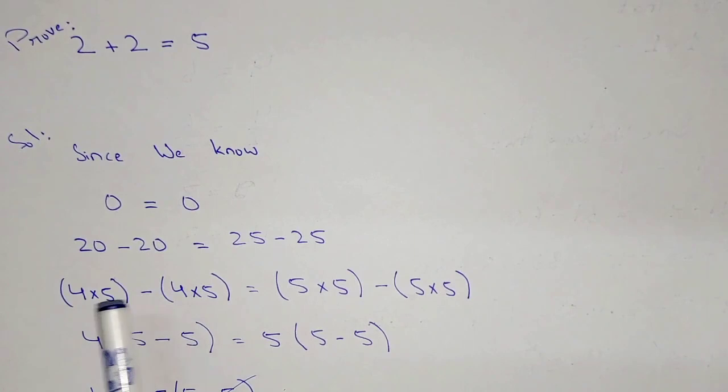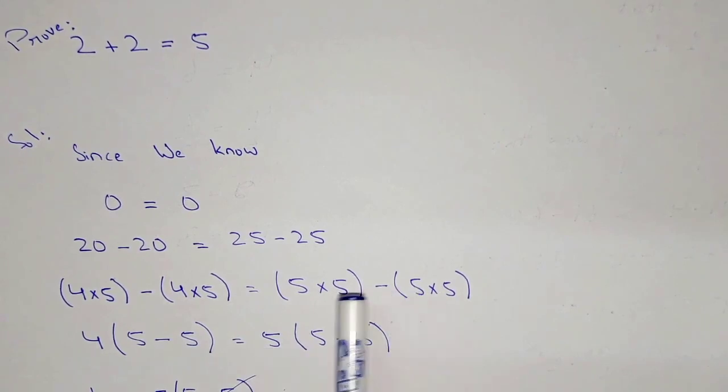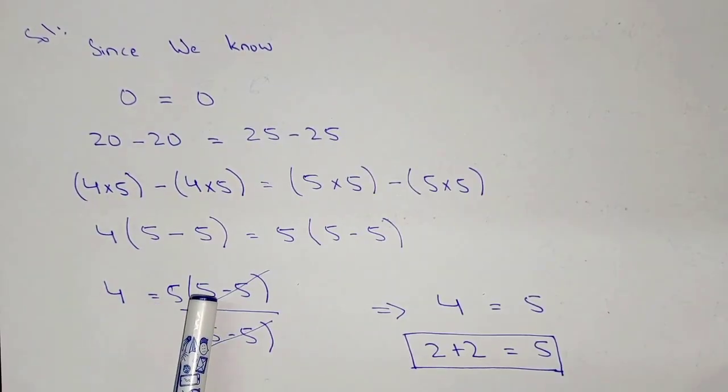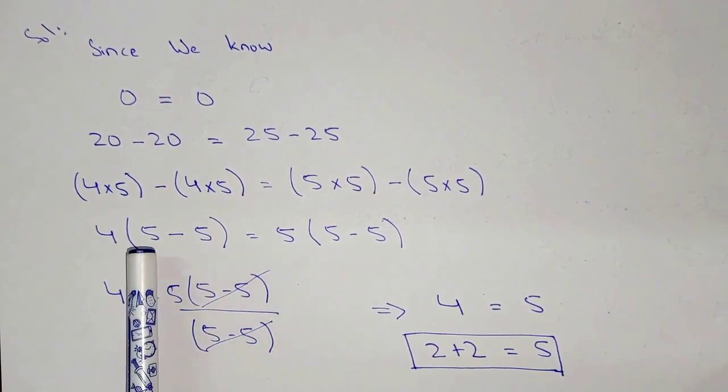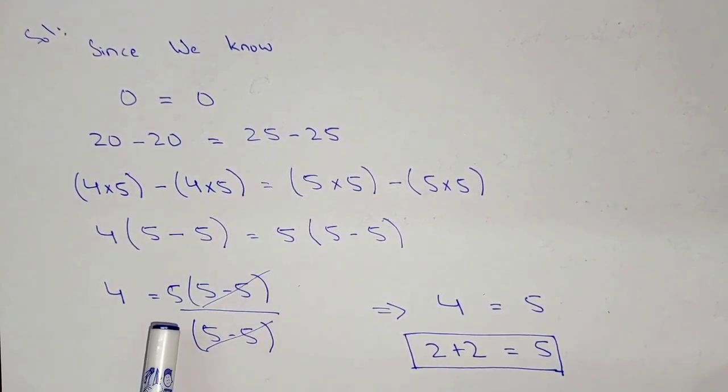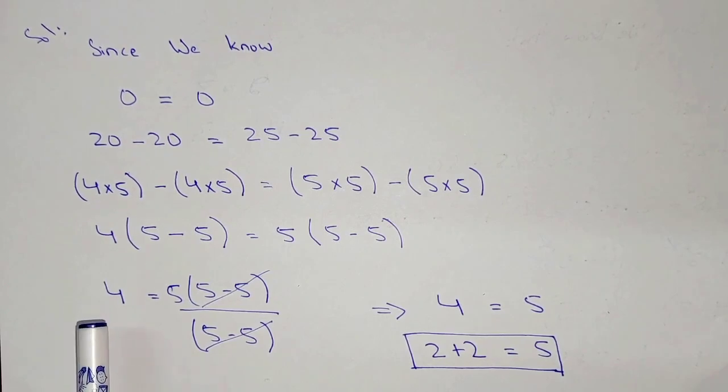So taking 4 common, 4 in the bracket we have 5 minus 5 equal to 5, and in the bracket we have 5 minus 5. So 4 equal to 5 and 5 minus 5 divided by 5 minus 5. So these two will be cancelled. So we are left with 4 equal to 5, and writing 2 plus 2 instead of 4, so 2 plus 2 equal to 5. Now you have to figure out which step was wrong, and that cannot be justified.